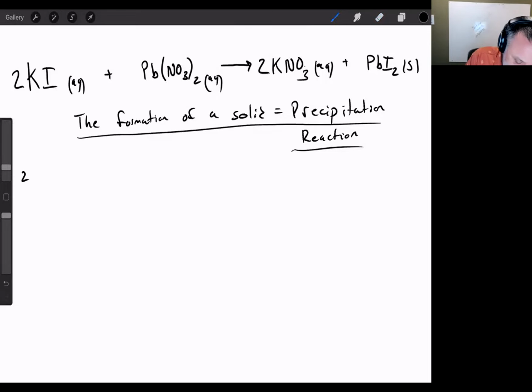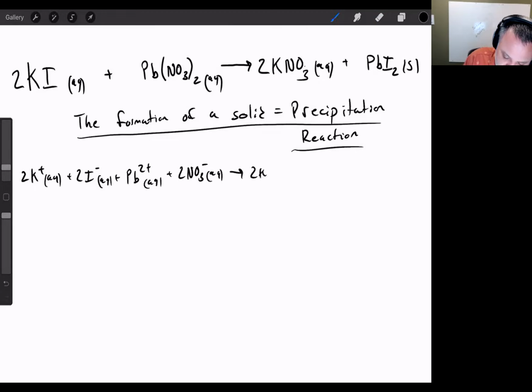We're going to say 2 potassium ions plus 2 iodides plus 1 lead 2 ion, all of these aqueous, 2 nitrates, produce 2 potassium ions aqueous, 2 nitrate ions aqueous, and then lead 2 iodide solid.